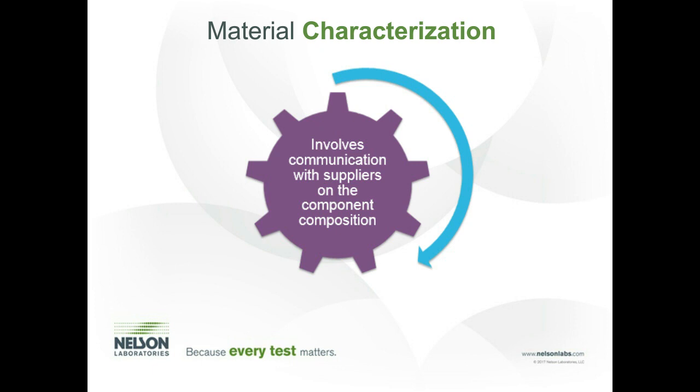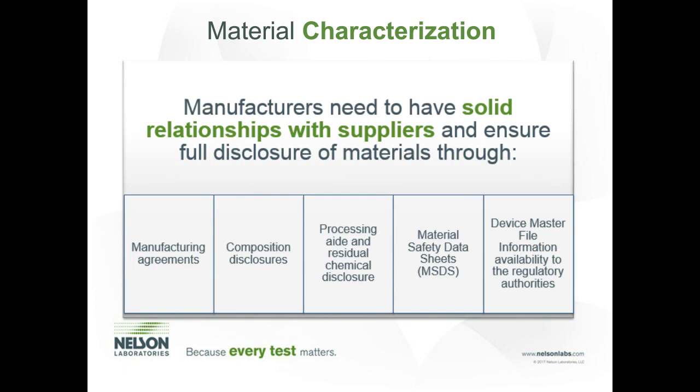So what are some things you need to ask with these relationships to ensure that you have a decent material characterization? The first thing is you really want to have full disclosure of the material. That's your ultimate goal. And when I say full disclosure, you really need to know the components and the proportions of that material. What is in there? What is the possibility of leaching out? What's the processing they go through? You need to understand that information. This is best set up with manufacturing agreements at the beginning and composition disclosures. I do have MSDS on that list, but that's the one I least like. Processing, I talked about processing and residual chemical disclosures.